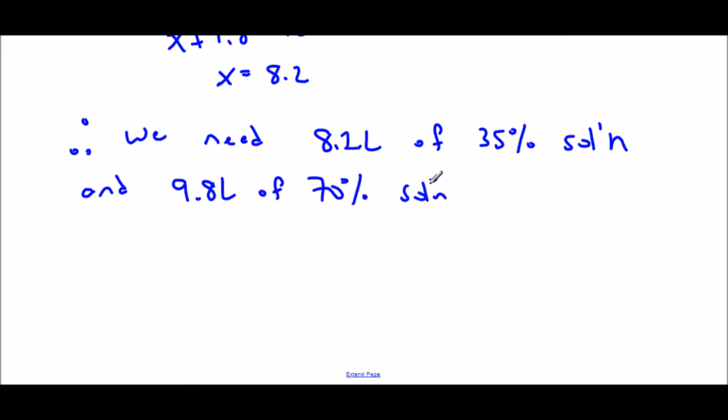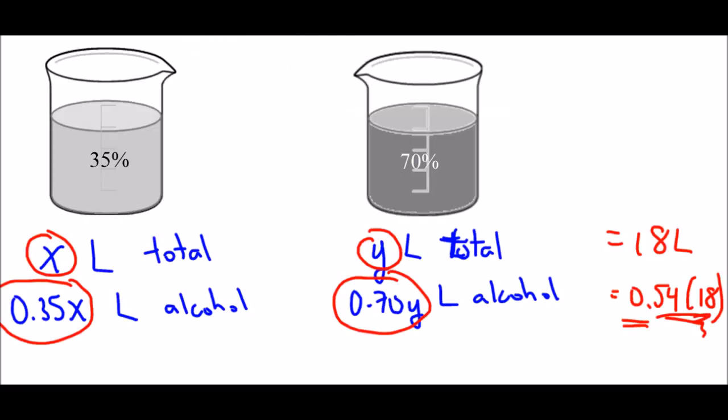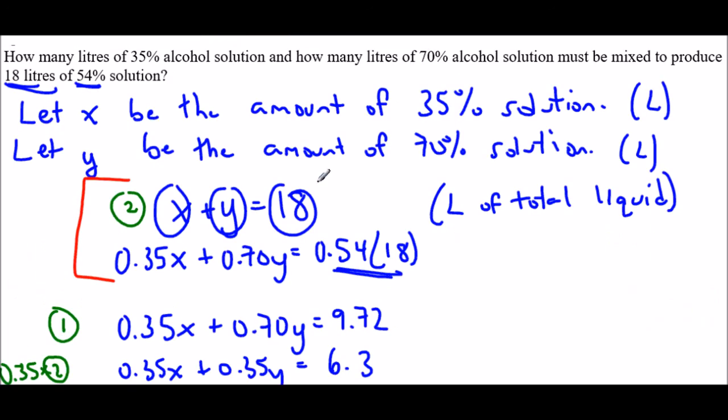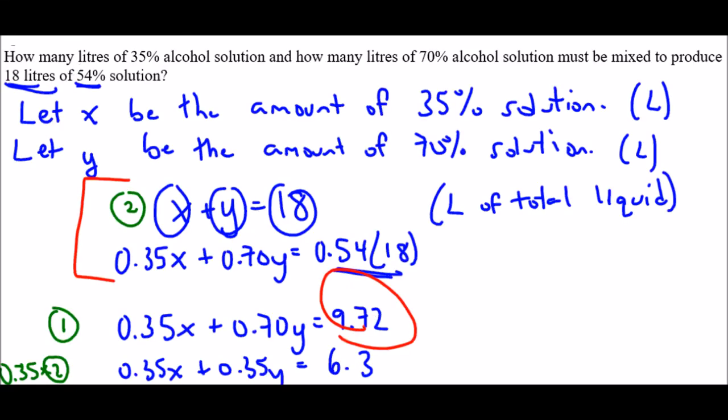And again, if I mix them together, 8.2 liters plus 9.8 liters is 18 liters, and that's what I needed. 35% of this and 70% of this, if I add them together, I get 9.72, which is equivalent to 54% of the total solution.